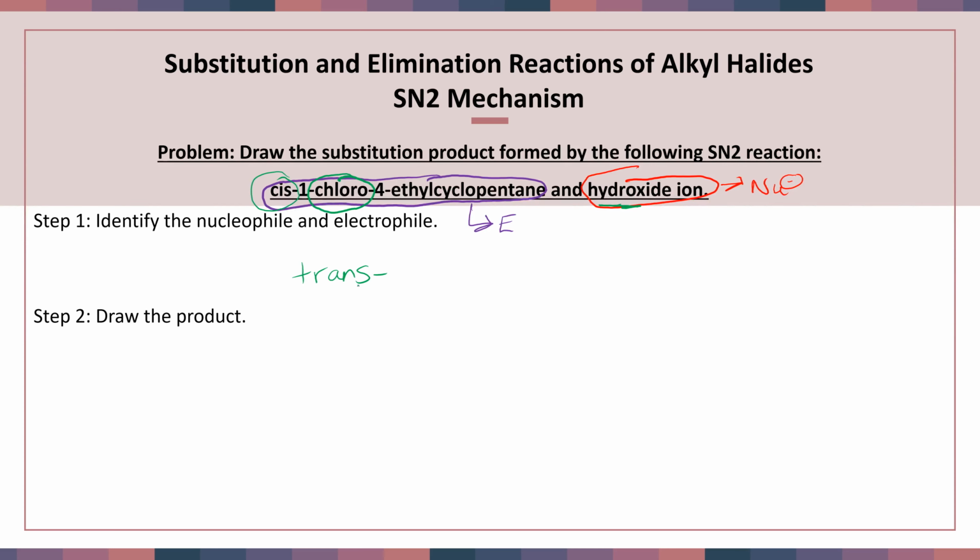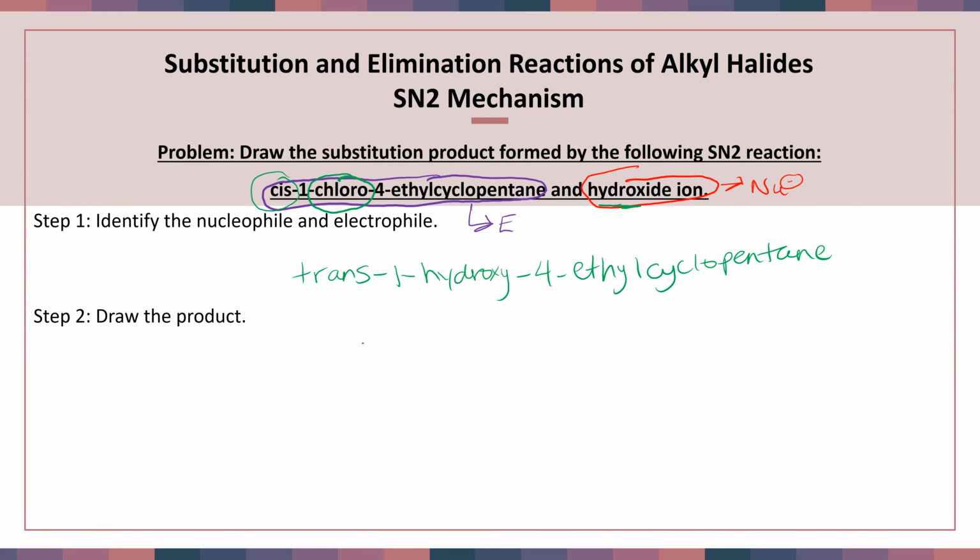So we're going to have trans 1-hydroxy, and then everything else stays the same. 4-ethylcyclopentane. So this is our final product. Very simple. Now, if you're not here yet and you have to draw out the Lewis structure of your starting materials, that's perfectly fine. Let's go ahead and do that.